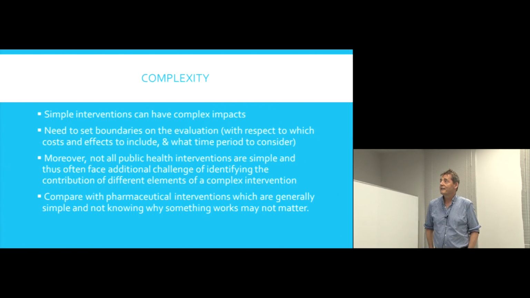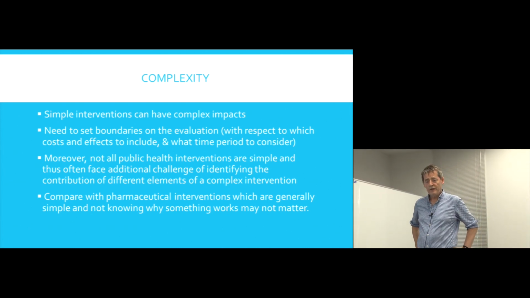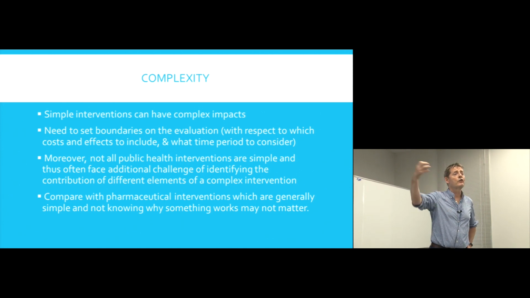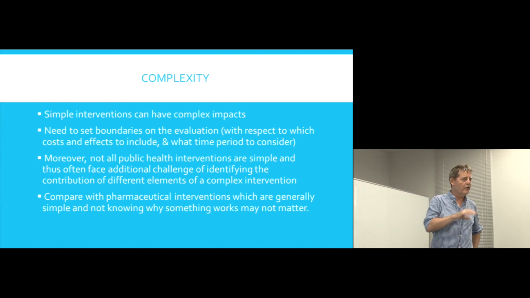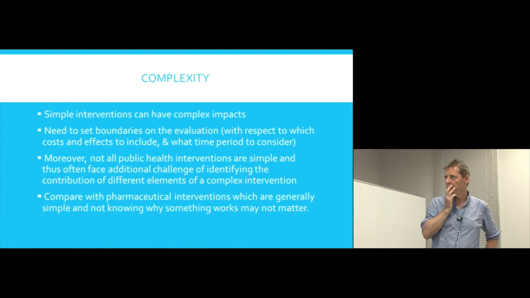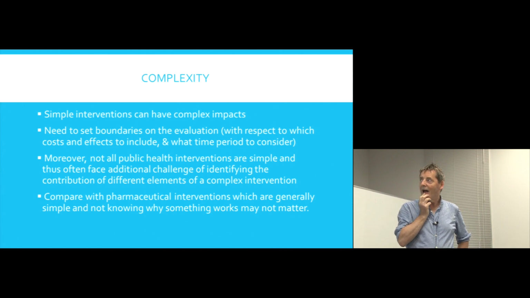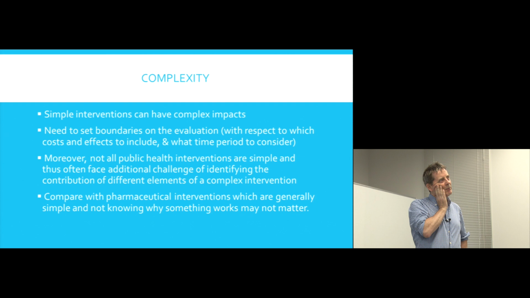Okay, so a little bit more about complexity. Even simple interventions can have complex impacts. And so it's generally important and necessary to set boundaries on your evaluation. You have to decide which effects you are going to include and which you are not. Sometimes it's just impossible to include everything. You also have to decide what time period you're going to consider. Again, there's a possible difference here between public health and other health interventions: the time periods might potentially be longer when we're looking at populations rather than individuals.